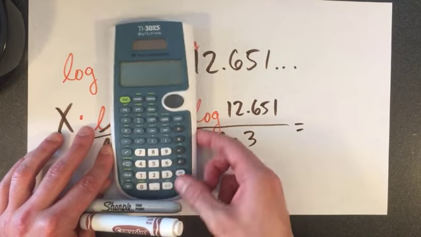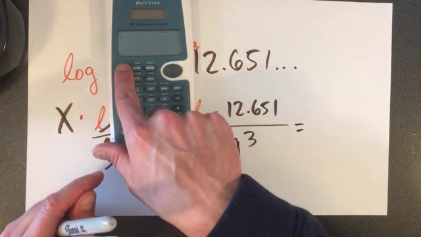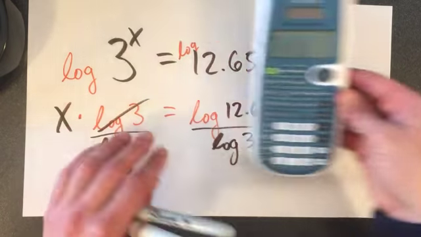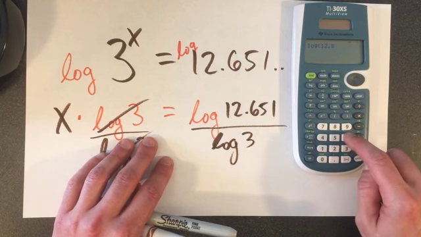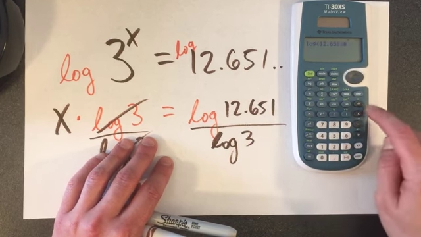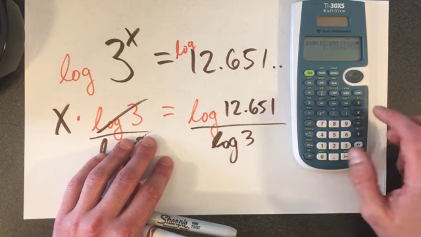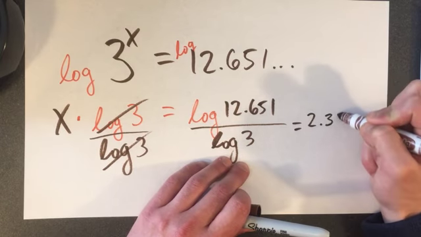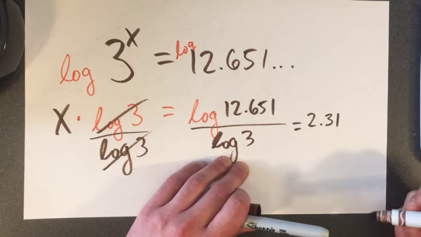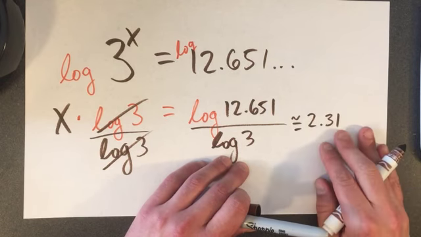Let's get our calculator out here, and I'll just put in my log key. By the way, if you're using one like me, it's right here, below the second key. I'll do it here quick enough. Log of 12.651 divided by the log of 3. And we get about 2.31. About. Put a little squiggly there. So that's okay, that's 2.31.